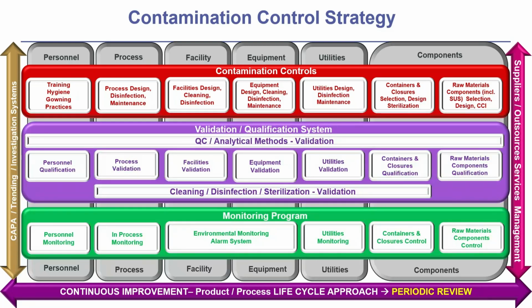for material. All these systems must be also connected with the quality system, with at the left the elements relevant to the CAPA trending investigation system, but also at the right all the elements relevant to the supplier and outsourcing services management. All this process must be in continuous improvement with what we can call the product process life cycle approach with the periodic review.